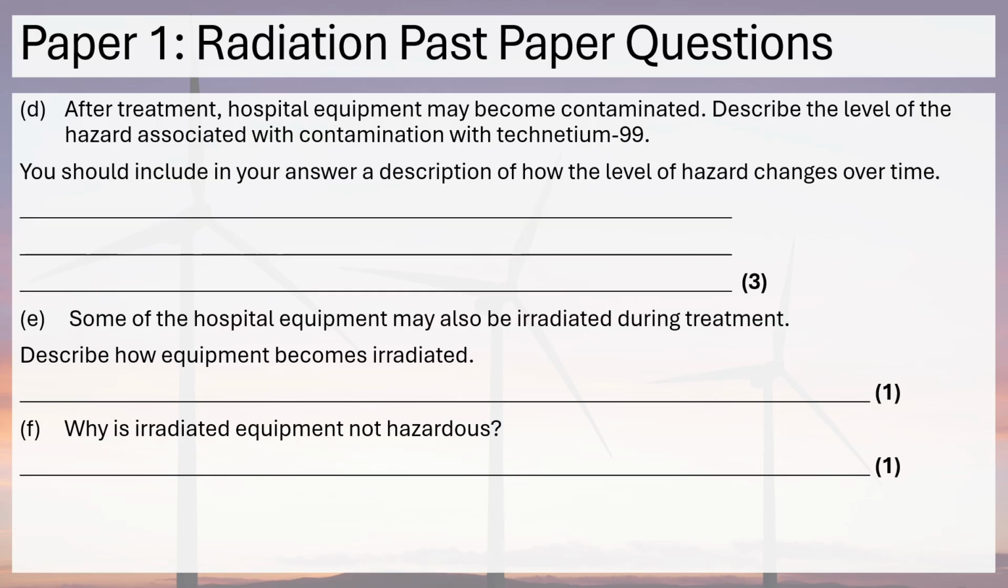D. After treatment, hospital equipment may become contaminated. Describe the level of hazard associated with that contamination with technetium-99. You should include in your answer a description of how the level of hazard changes over time. So it's telling us there exactly what we need to do. Don't get sidetracked by contamination. We don't need to explain what that is. We just need to describe how the level of hazard changes over time. We've got 3 marks, so we've got 3 bullet points. We're going to start off with the fact that the hazard level is initially high.